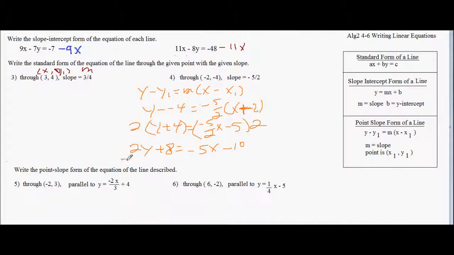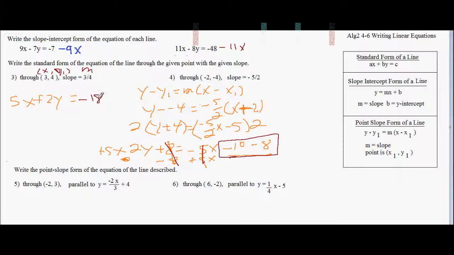Okay, so I'm going to minus 2, whoops, I'm not going to do that. I'm minus 8 and add 5x to both sides. That ends up with 5x plus 2y. Minus 8's cancel. That cancels, and then I add this. This cancels, and I add this. So that's a minus 18. And that's the answer. 5x plus 2y equals minus 18.